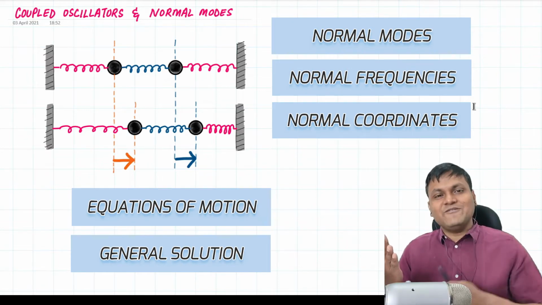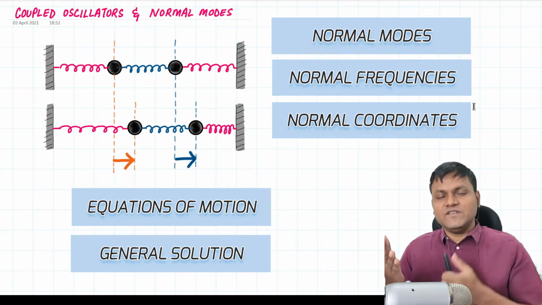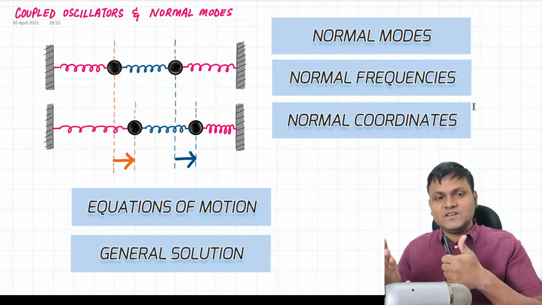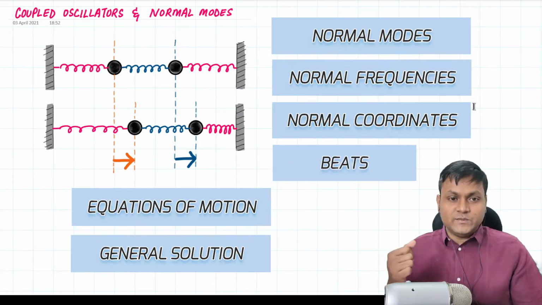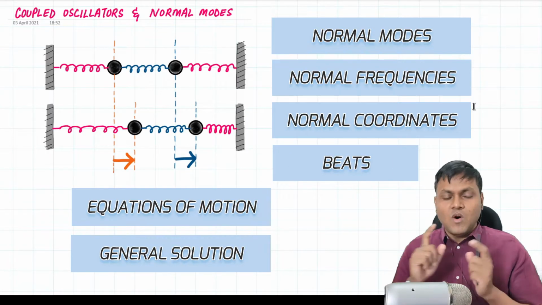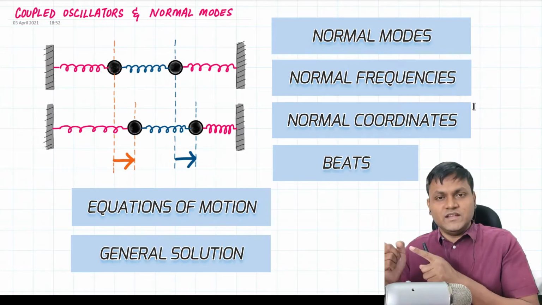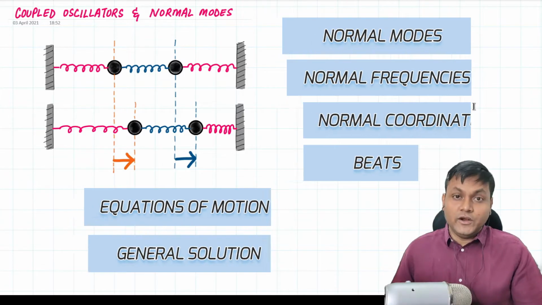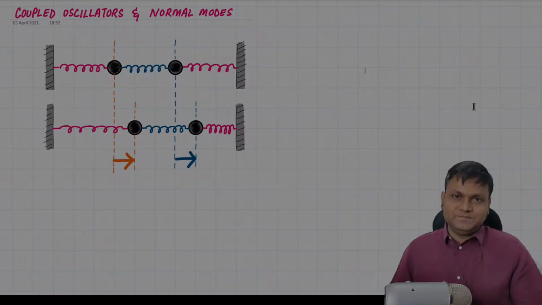And finally, I'm going to look at a very specific situation of the general solution in which the coupled oscillator exhibits beats, in which one point mass exchanges energy with the other point mass slowly over a period of time. So let us begin.